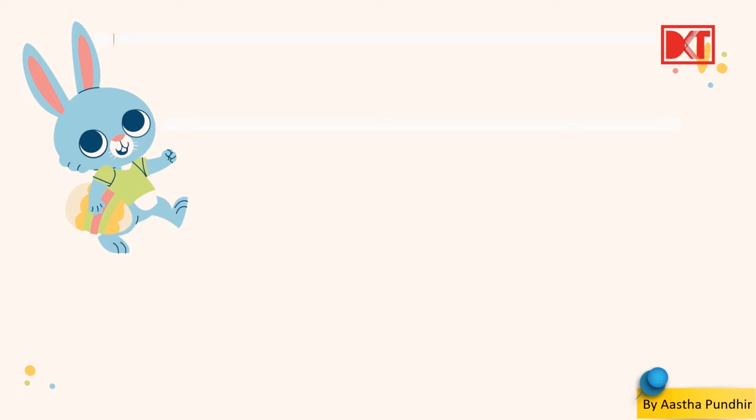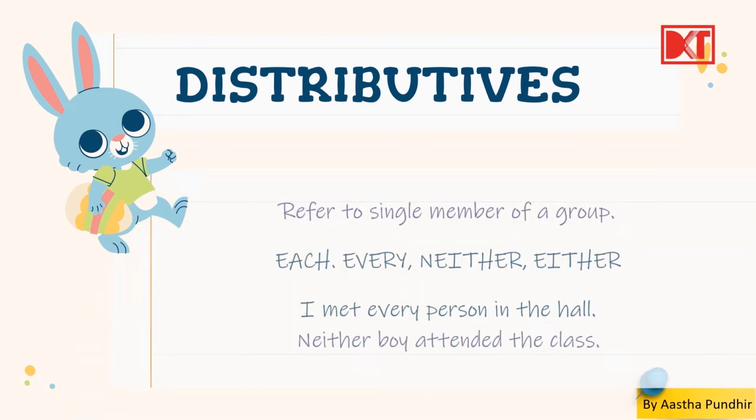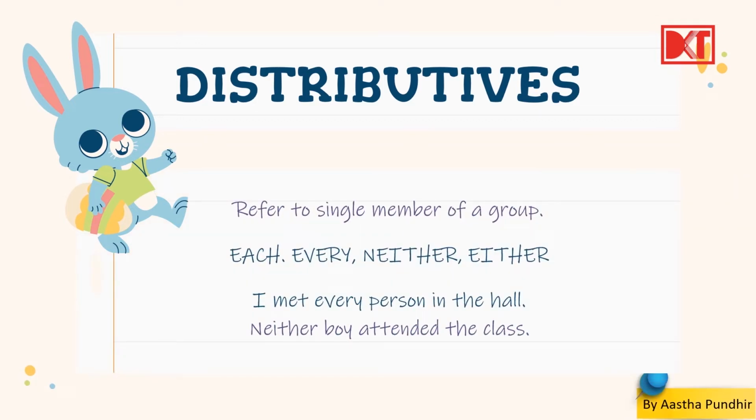Alright, now the next one we have is distributives. Now what do distributives do? They refer to a single member of the group. Now how do we refer to a single member of a group? Like by saying each or every or neither or either. Now when we say I met every person in the hall, what are we doing? We are referring to every single member of a group. Alright, like in the hall there were people and I met every single member of that group of people in the hall. Right.